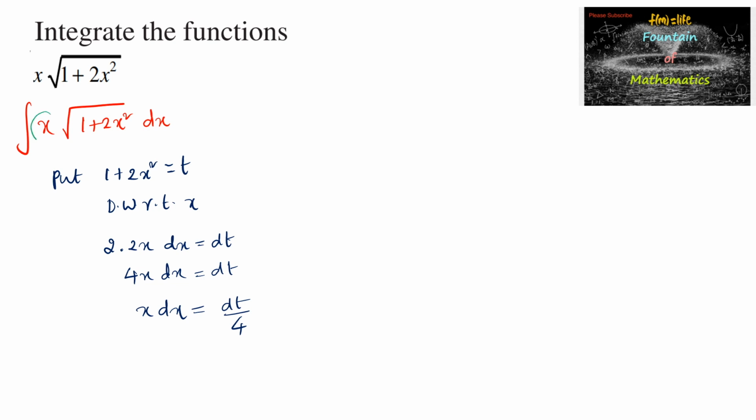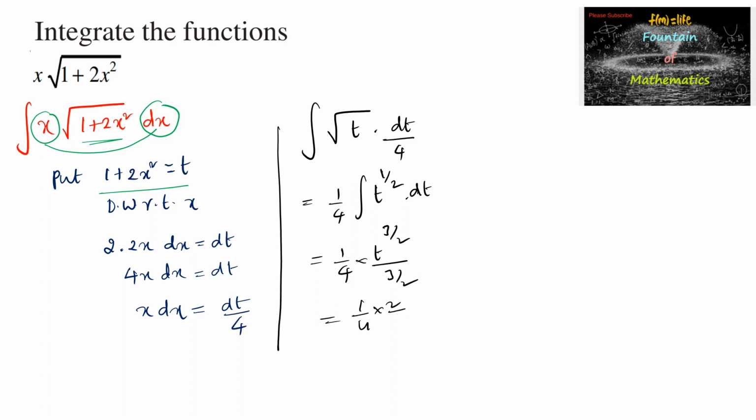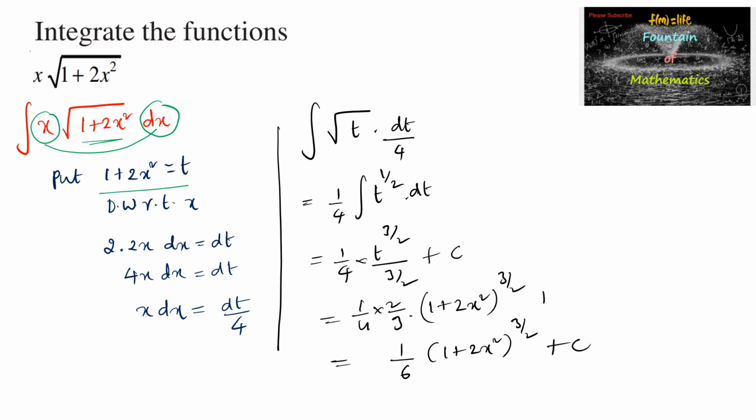So here x dx we can replace as dt upon 4, and 1 plus 2x square we can replace as t. So our integral will become integral root of t into dt divided by 4, or 1 by 4 integral t to the power of 1 by 2 dt, which is 1 by 4 t to the power of 3 by 2 divided by 3 by 2, that is 1 by 4 into 2 by 3 t to the power of 3 by 2 plus the integral constant. So t we can replace as 1 plus 2x square whole to the power 3 by 2, that is 1 by 6 times (1 plus 2x square) whole power 3 by 2 plus c is the answer.